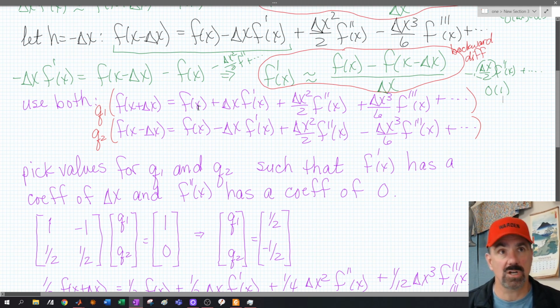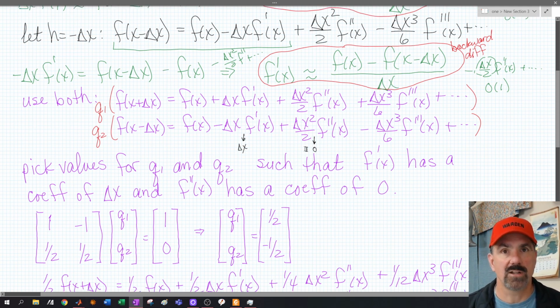So we're going to scale the first equation by q1 and the second equation by q2, and we're going to do it in a very purposeful manner. Our goal is to make the coefficient in front of f prime be equal to delta x, and to make the coefficient in front of f double prime be 0. We want the error to be out here in the delta x cubed range so that we have a better order approximation. So we want to kill off this delta x squared error, which is what's giving us this order 1. Remember, this delta x is because we divided by delta x. So this is really delta x squared over delta x.